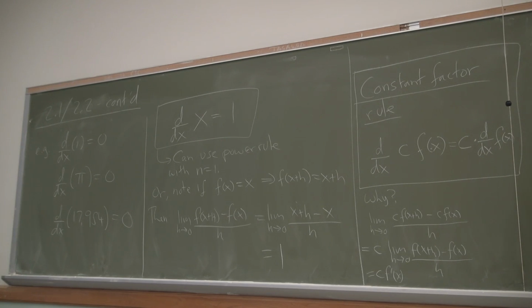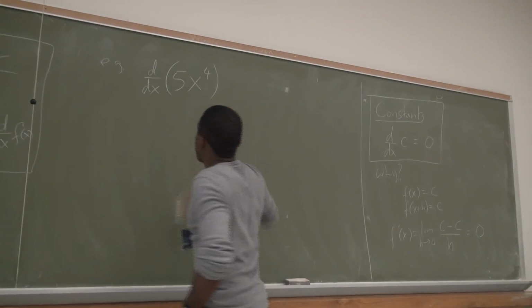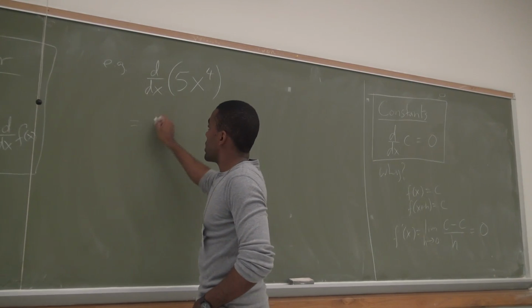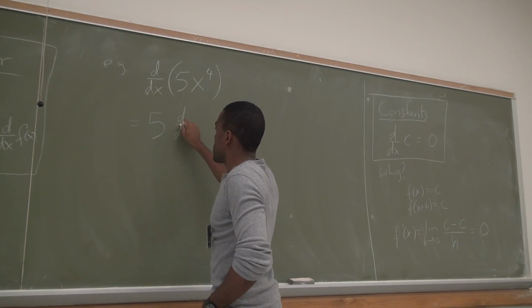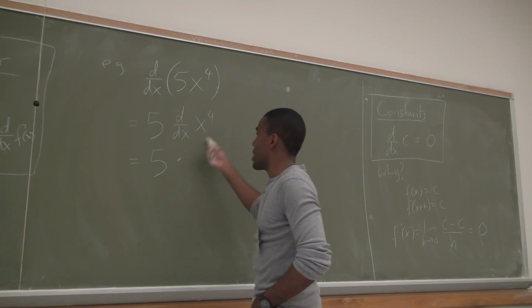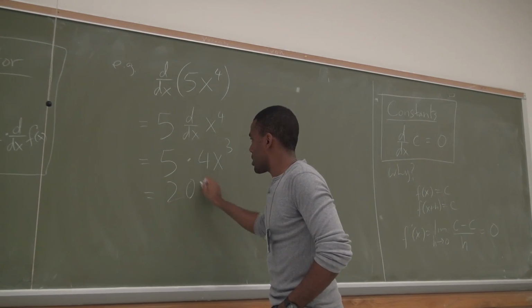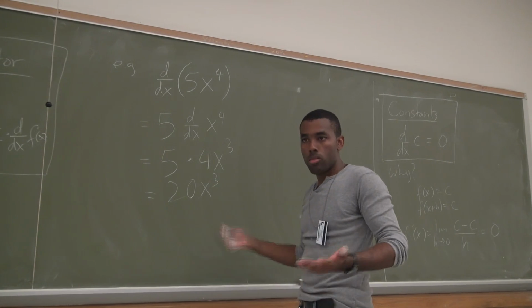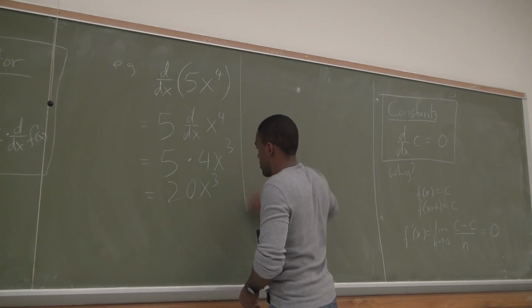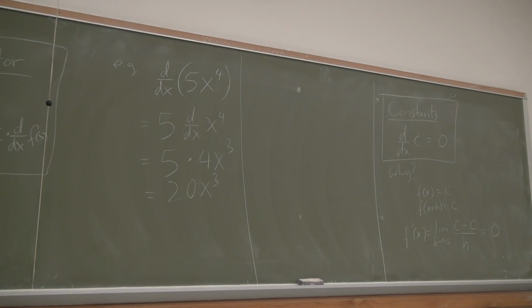So, example, if you want the derivative of 5x to the fourth, we can just think of this as 5 times the derivative of x to the fourth, which is just 5 times, by the power rule, 4x cubed, which is just 20x cubed. We've been doing that when we did the 3x squared and then we got the 6x in there. That's the rule I was applying. So, the constant factor rule.